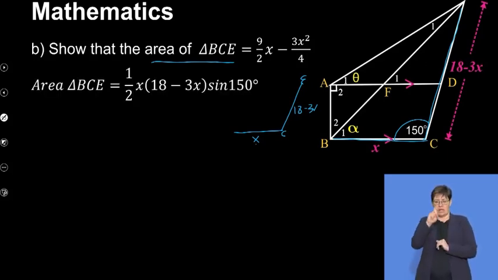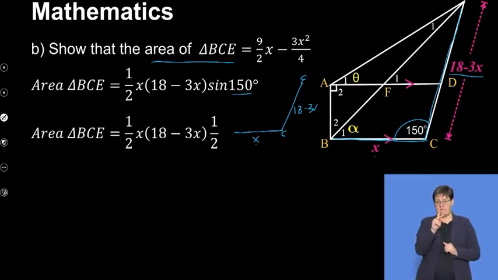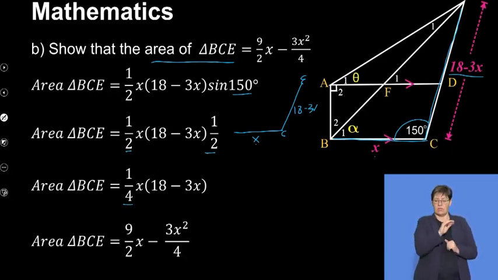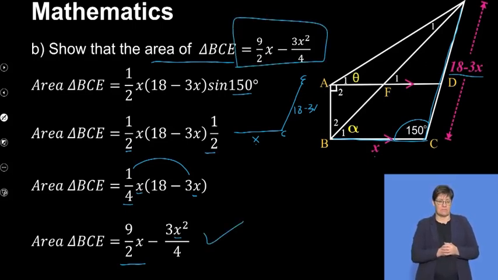Area is equal to half x, so x times 18 minus 3x times sine of the angle in between, which is 150 degrees. We're going to put all the numbers in and do some algebra. Sine of 150 is a half, so let's first multiply half times a half. We get a quarter. Just doing some algebra, a quarter of 18 is 9 over 2, and a quarter times 3 will give us 3/4. So we end up with the area of triangle BCE as 9 over 2 x minus 3, and then x times x, so it's x squared over 4. So have we answered the question? Yes, we did, because our expression matches the question that was asked.